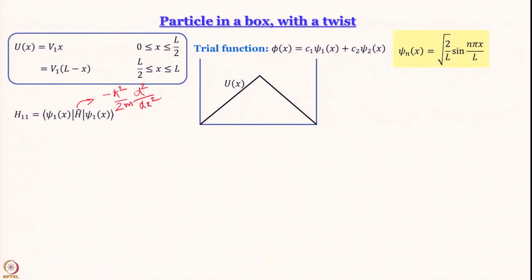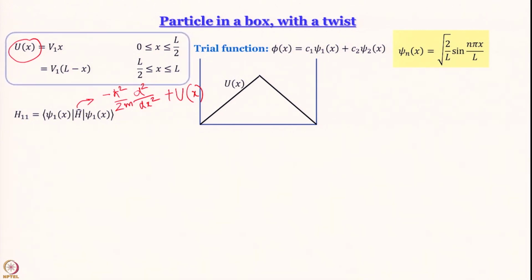In this case, particle in a box with a twist, we have an additional potential energy term which itself changes its expression at x equal to L by 2. So, to write the general expression, I will write that Hamiltonian is minus h cross square by 2m d2 dx2 plus, let me just write U of x. Depending on what x is, we are going to use the appropriate expression for U of x, the potential. Okay. So, this is what we will use depending on the value of x.